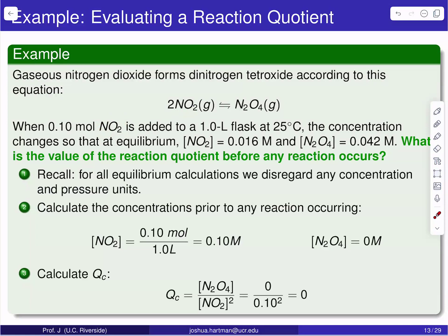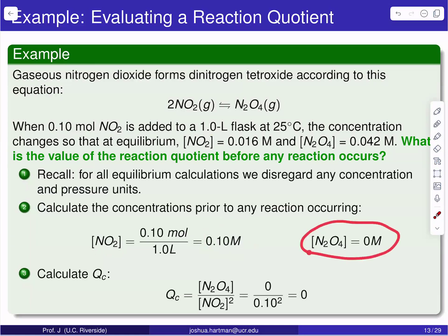So remember that for all equilibrium calculations, we disregard units. Okay, so we're going to be writing out these expressions using equations 1 and 2 on the previous slide, whichever one's more convenient. In this case, we're talking in terms of concentration, so we'll use equation 1, which is our QC expression. And so all we need to do is calculate concentrations under this first set of conditions where you only have reactants present. So we're told in the problem that we're starting off with 0.1 moles of NO2 in a 1 liter flask. So the concentration of NO2 is just going to be 0.1 molar.